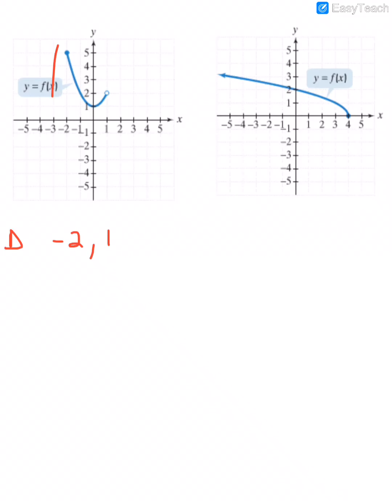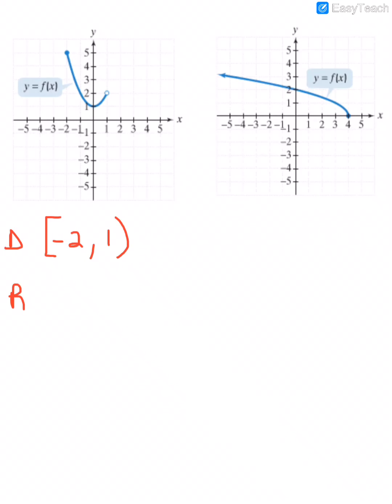Okay, so what kind of enclosures do we need to put around our numbers? For the -2 right here, we have a closed dot, so that would mean we use what? We use a bracket. Okay, and then for 1, what do we use? We use a parenthesis because we have an open dot. It's not included.